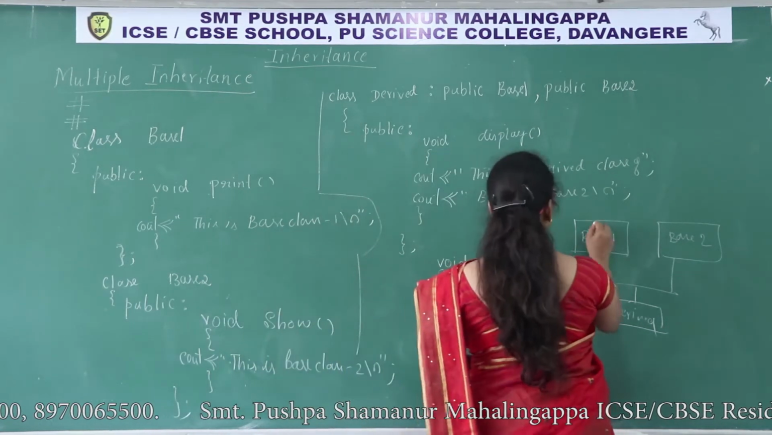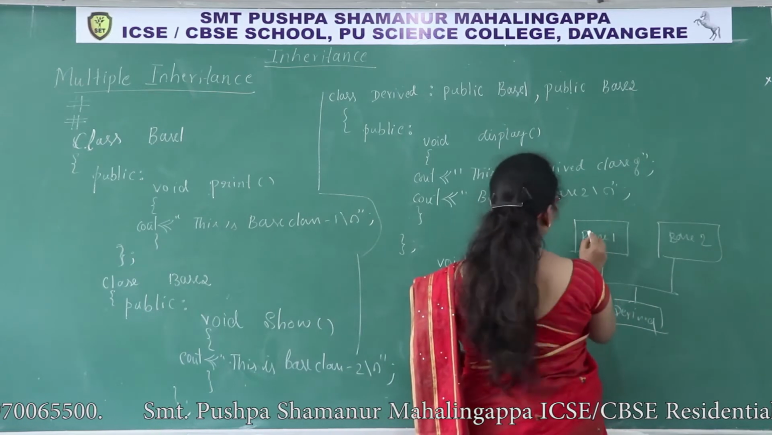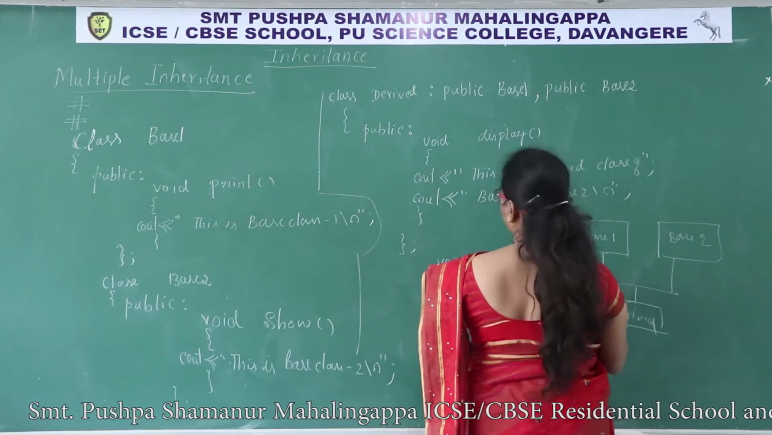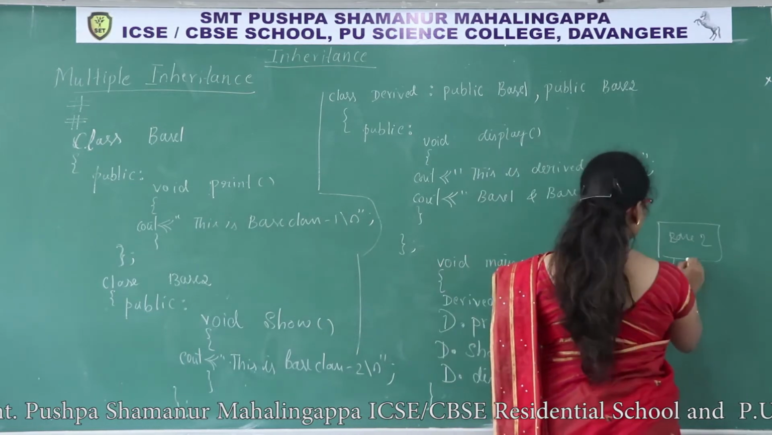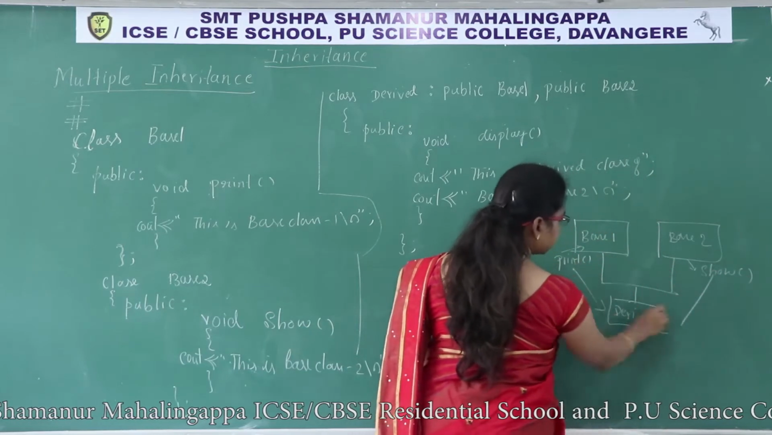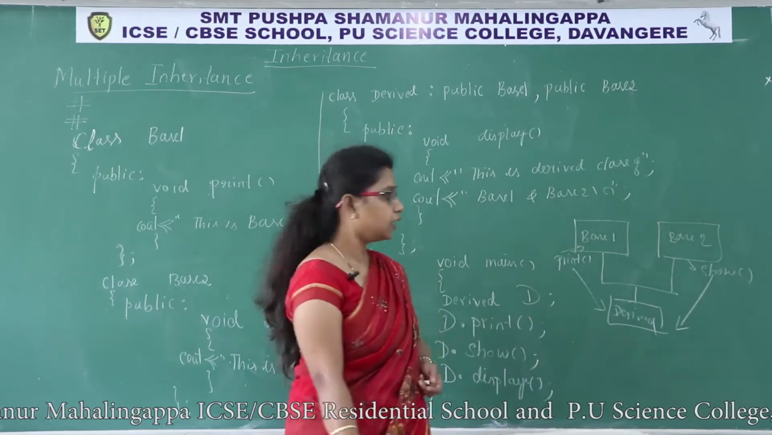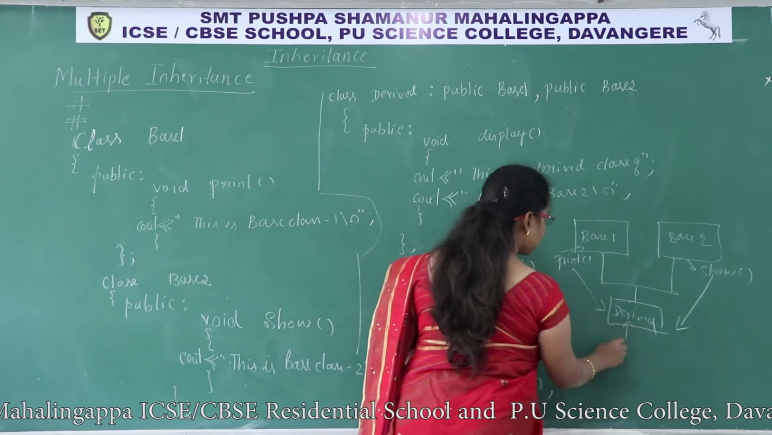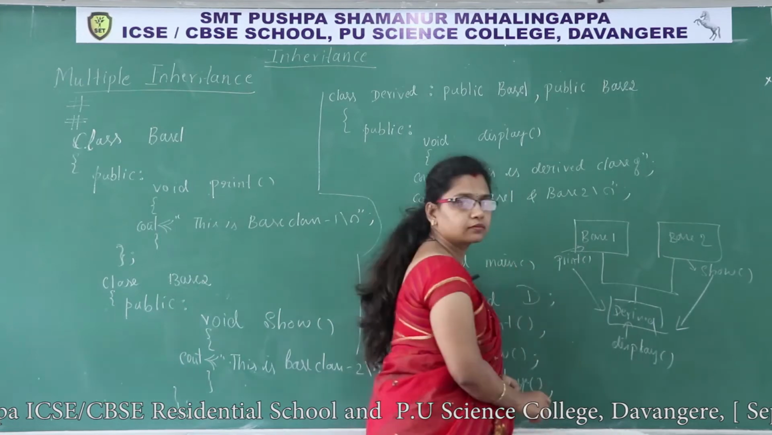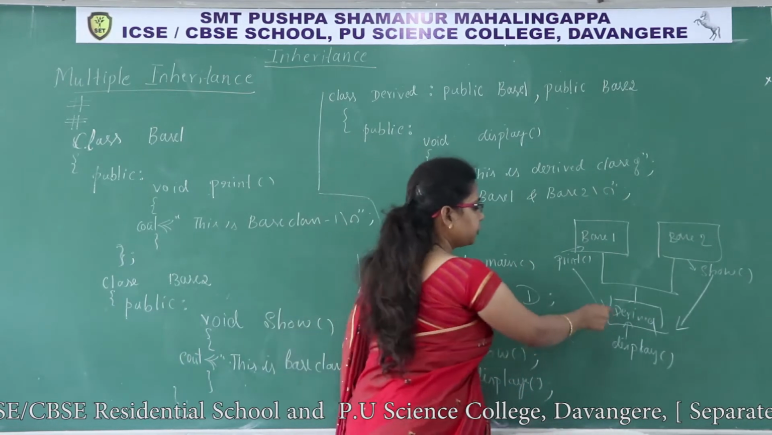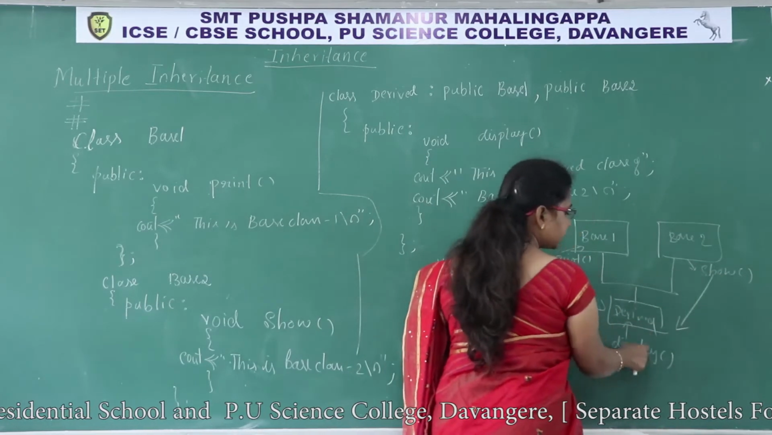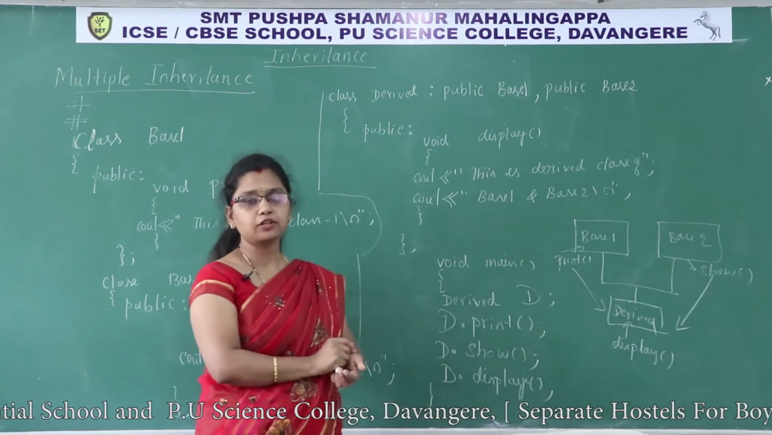So what is the member function of this class? Print. Print belongs to which class? Base 1. Another class is base 2 and its member function is show. And these 2 functions are inherited to the derived class, and the derived class's own member function is display. So using the object of the derived class we can access the print function, show function and also the display function. Understood?